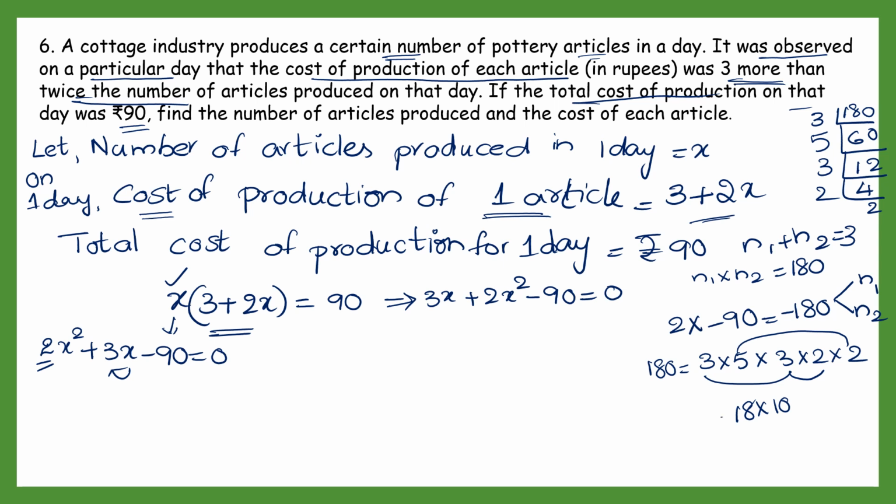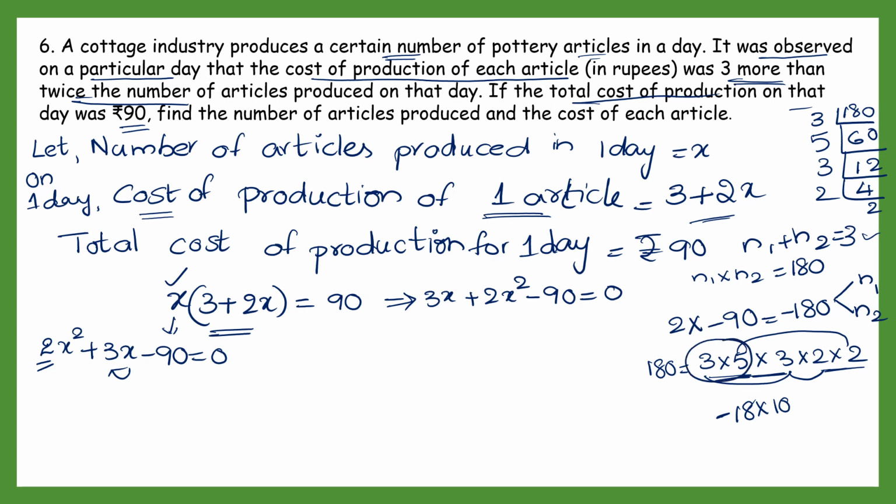But 18 into 10 is 180. You need minus 180, so minus 18 into 10. If you take the sum, you get minus 18 plus 10, which is minus 8. But we should get 3, so you cannot take this. Let's see again. 3 5s are 15, 15 3s are 45. 45 and 4, if you take, again the sum will not be satisfied. So how can you think again? 2 2s are 4, 4 3s are 12, 5 3s are 15. Yes.